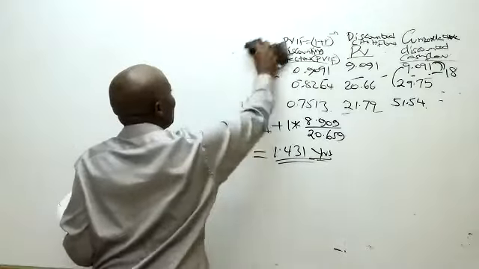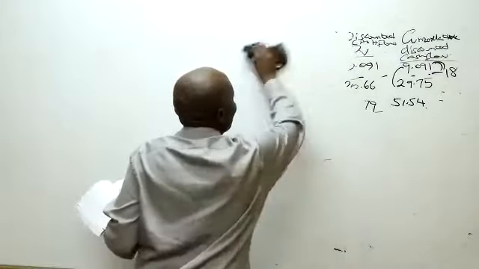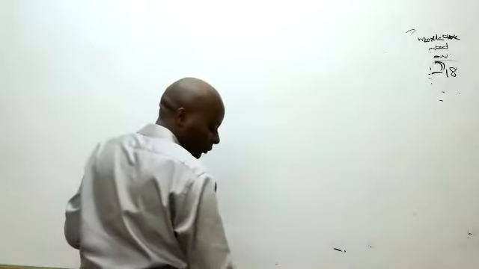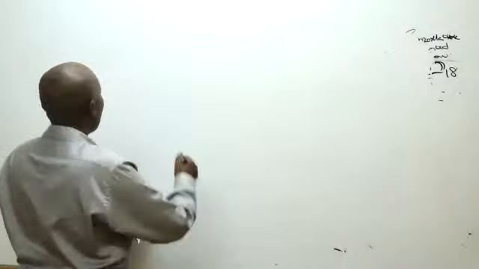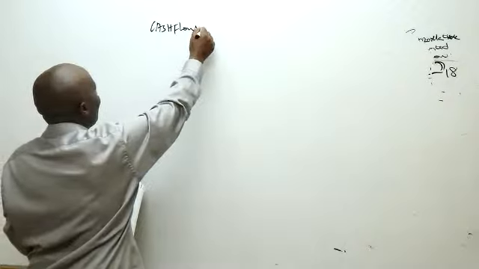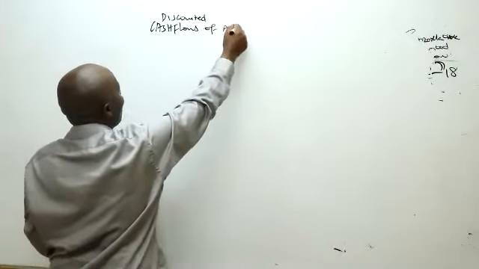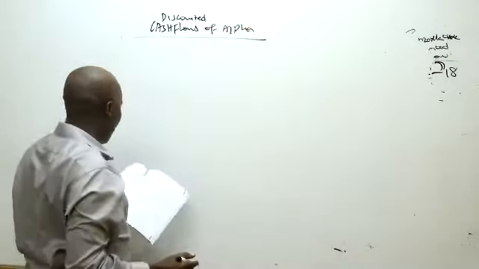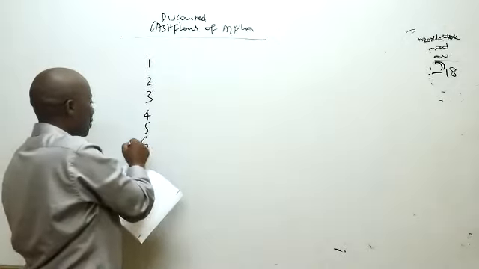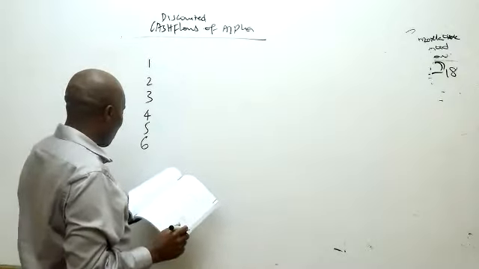It's even good we started doing this question from scratch. There's something here that would have really messed us up. So we have here discounted cash flows of project Alpha. So we have here our year: 1, 2, 3, 4, 5, 6. And then they have given me what they are calling the pre-tax cash flows.